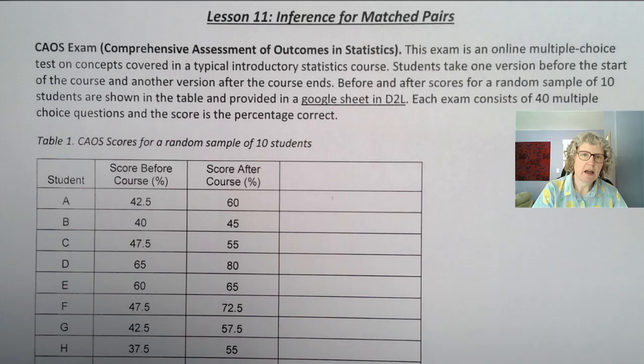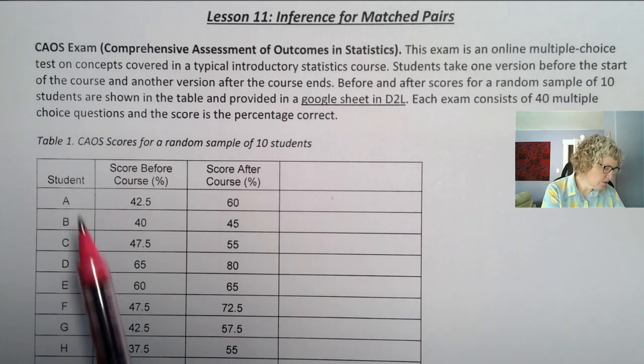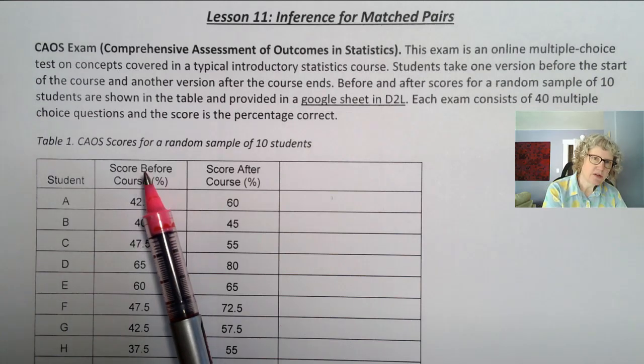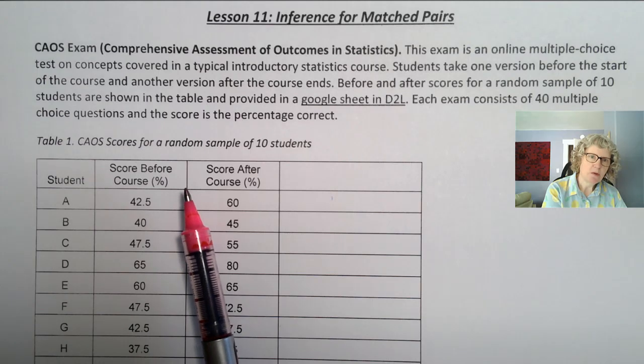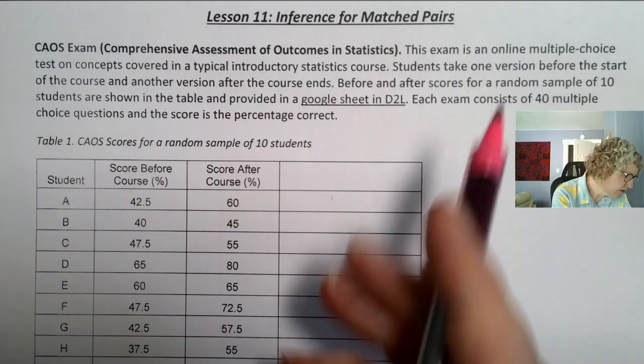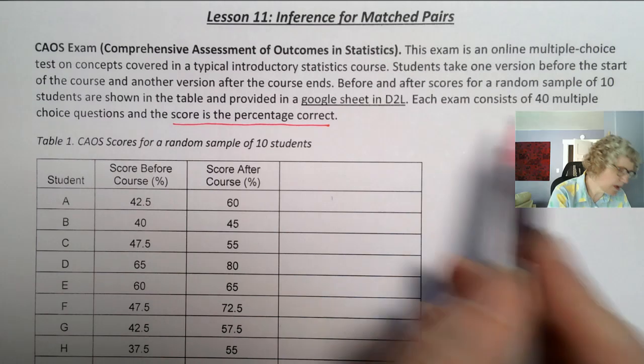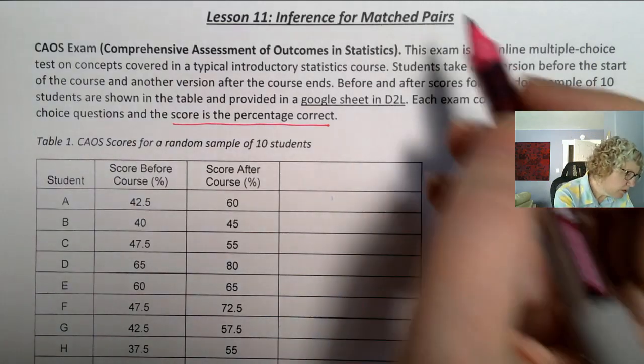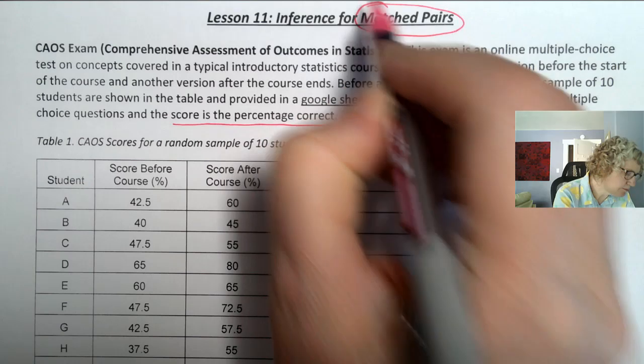Okay, so let's look at what we have in our data table here. We've got student, and the identifier is a letter instead of their name. We have their score before the course, and this is a percentage, right? So the score is the percentage correct out of 40. So we have a before percentage and an after percentage. Okay, so this is an interesting situation where we have the same students and we have a before and after score. So that's what we call matched pairs.